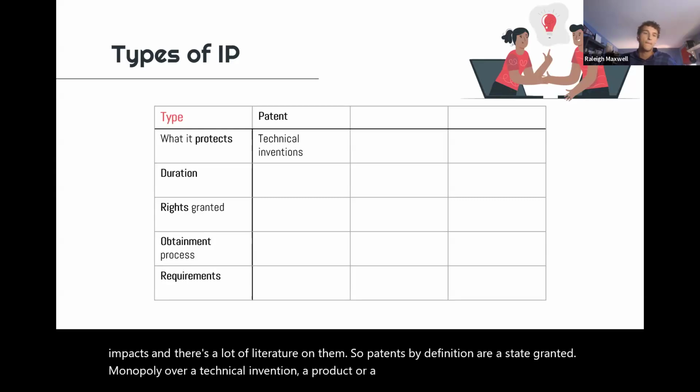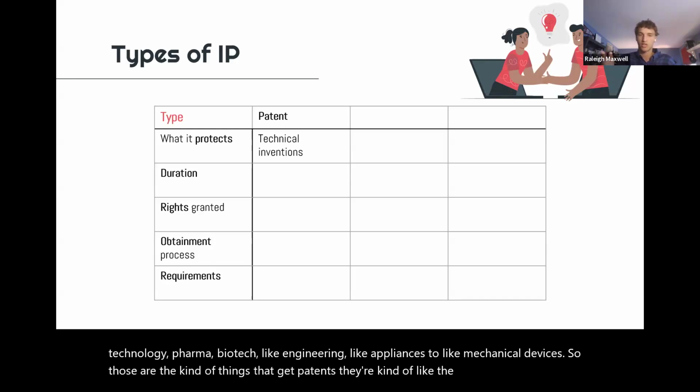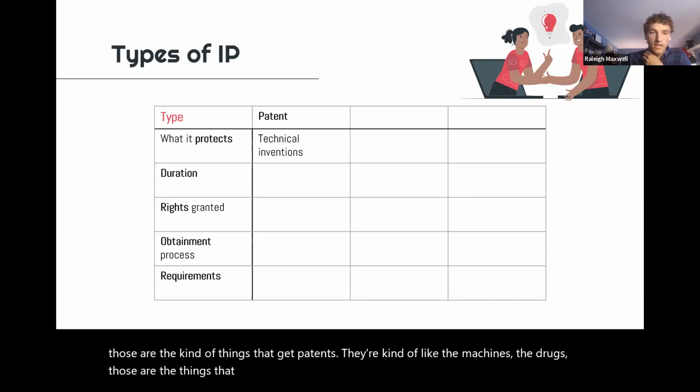So that's like medical technology, pharma, biotech, engineering, appliances, mechanical devices. Those are the kind of things that get patents. They're kind of like the machines, the drugs. Those are the things that get patented.